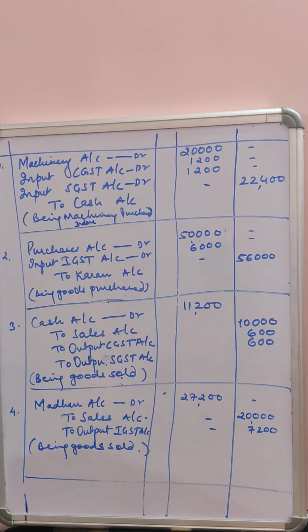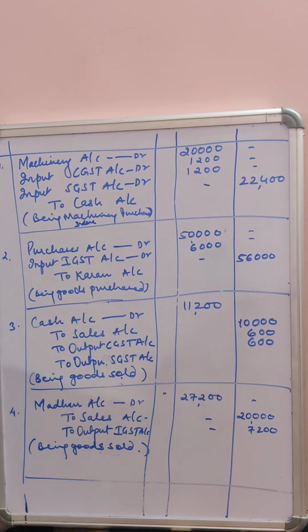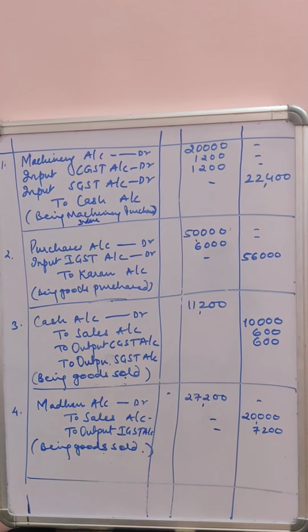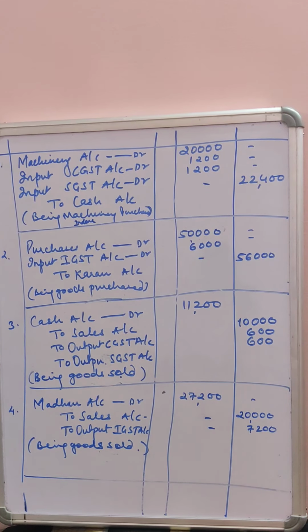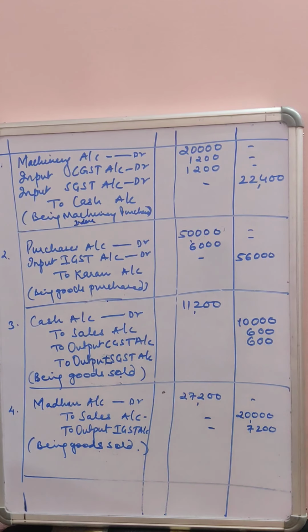I hope that this thing is clear. Here it is within the state itself, that means intra-state supply of goods. So you have to open an output account. In case of sales, we are going to open output. In case of purchases, we are going to open input. Okay. So here we are going to open an output CGST and output SGST account.